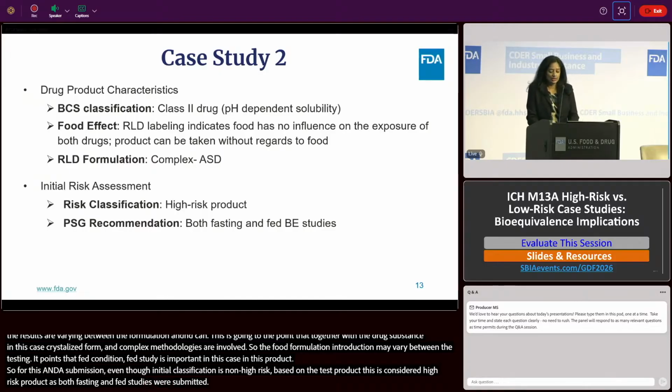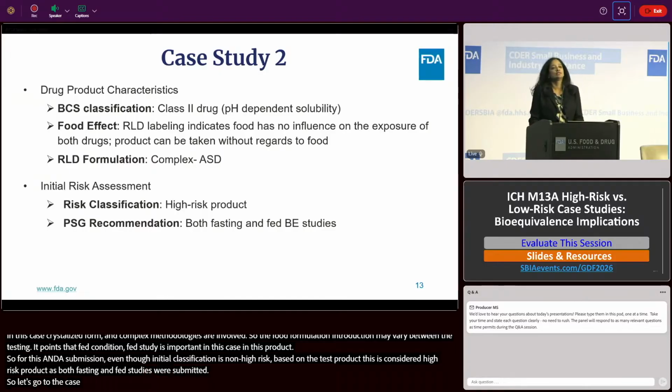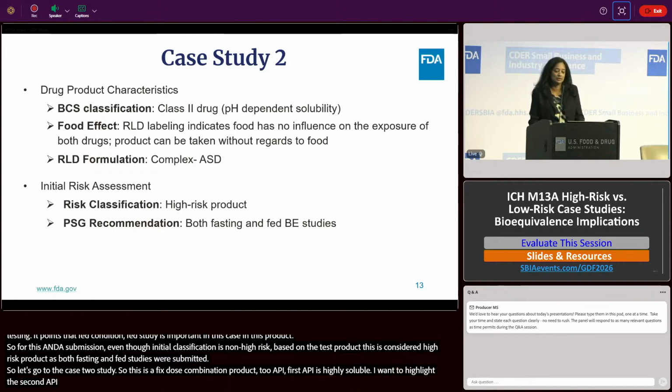So let's go to the case 2 study. This is a fixed dose combination product. It has two APIs. The first API is highly soluble. I did not mention it here, but I want to highlight the second API, which is a class 2 drug, which has a pH-dependent solubility.